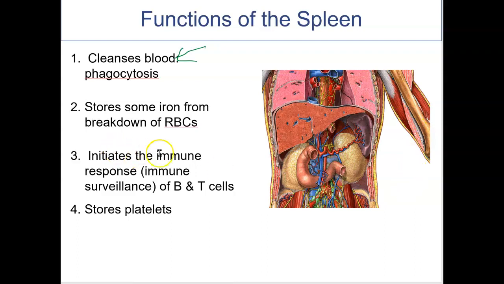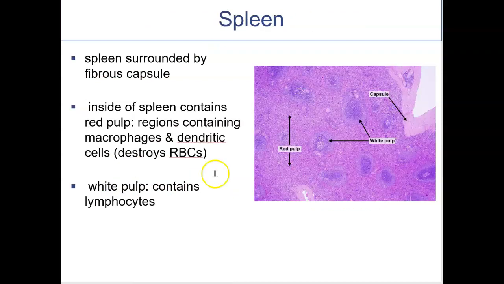It does sound the alert. Its job is to constantly be surveilling your blood. And if there's a pathogen in your blood, it triggers the immune response, especially those B and T cells. And your spleen can also store some platelets. So the spleen also has a capsule around it to protect it.